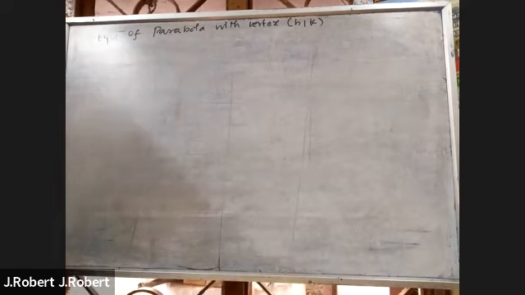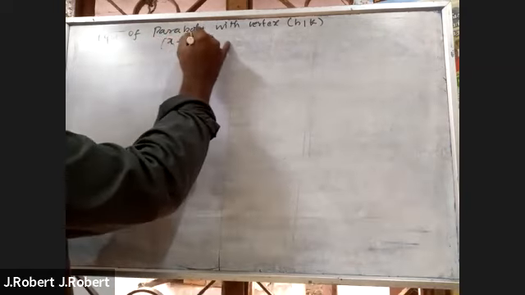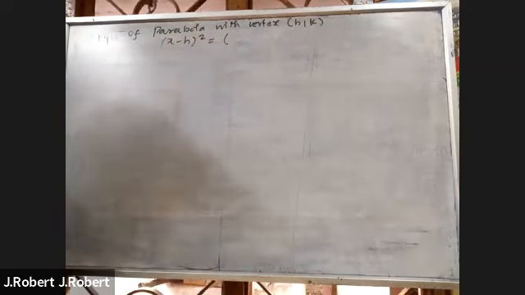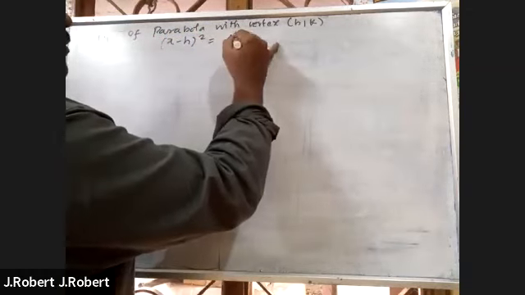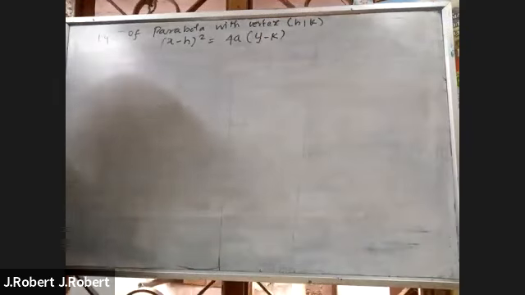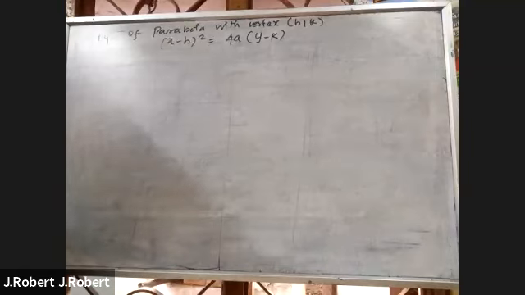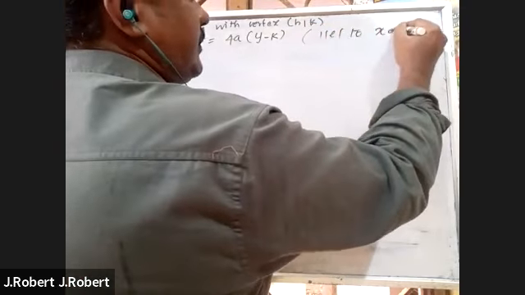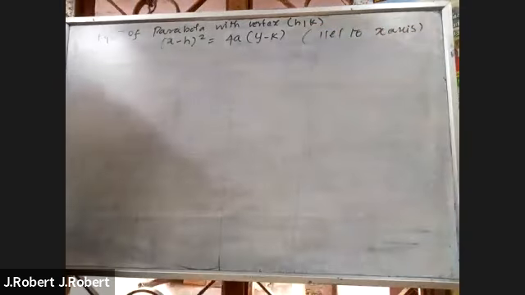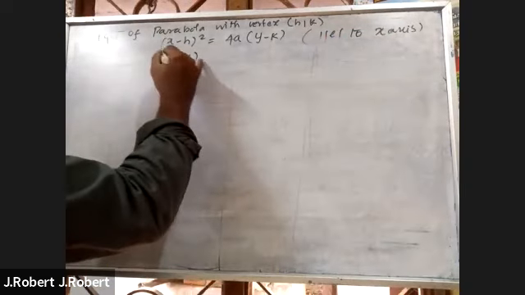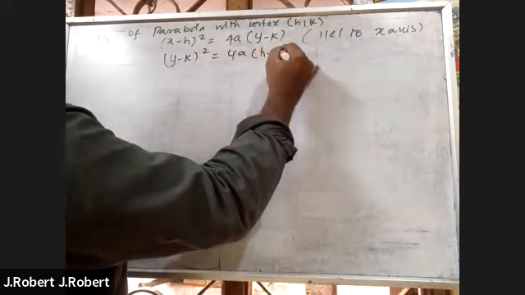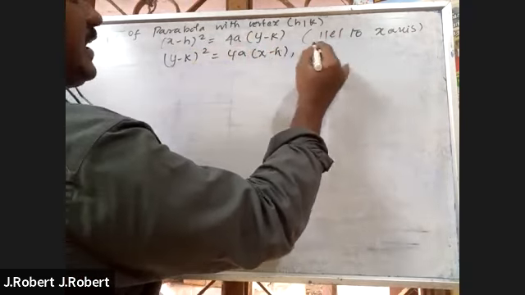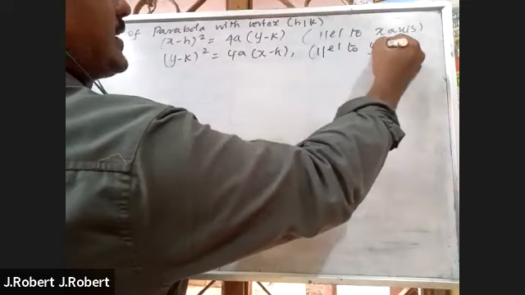Then I can write this as x minus h the whole square is equals to 4a into y minus k. So the equation of a parabola with vertex h, k is x minus h the whole square equals to 4a into y minus k, which means that it is parallel to the y-axis. And if it is parallel to the x-axis, then y minus k the whole square is equals to 4a into x minus h.